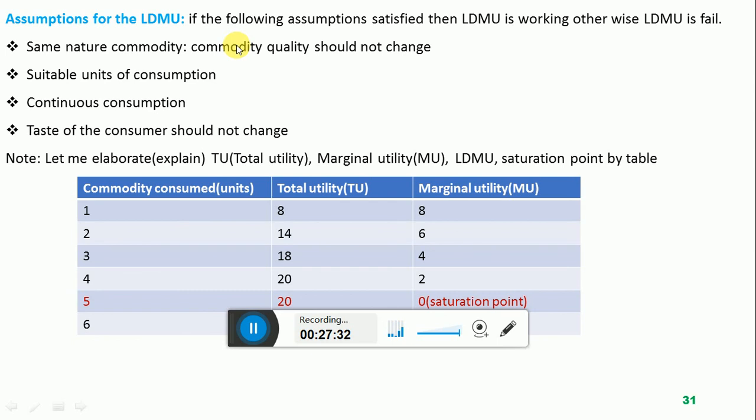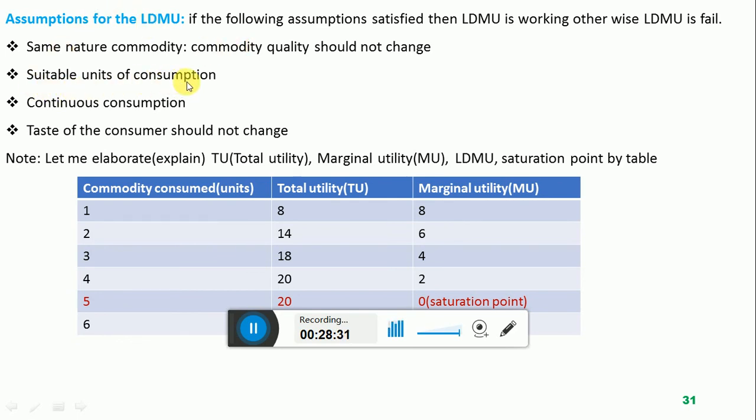Or for example, suppose a consumer is consuming a Suzuki car. This Suzuki is a low quality car and provides him one type of utility. But if he changes the brand and consumes a BMW, which is a luxury car, this luxury car will provide him more satisfaction. So the second unit provides more satisfaction. The law fails. The law was that every next unit will provide less and less utility. But here, the first car, Suzuki, provides less utility, and the second car, BMW, a luxury class car, provides more utility. So when the next unit provides more satisfaction, the law fails. The reason is that the nature changes.